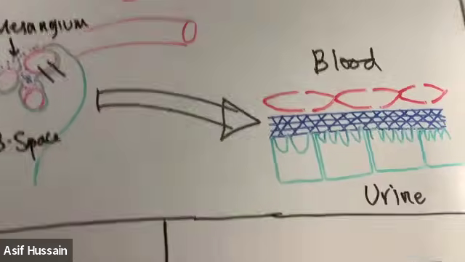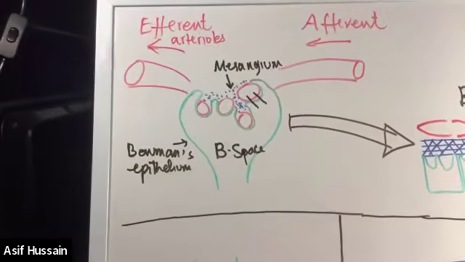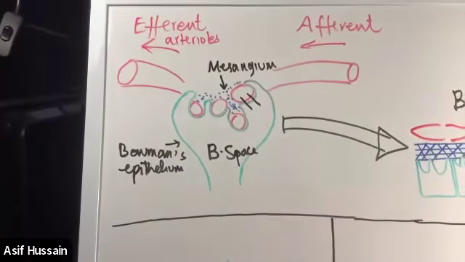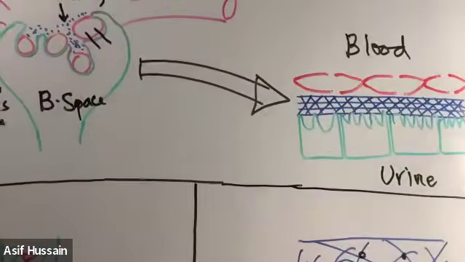So this is the glomerulus, afferent arteriole, mesangium, Bowman's space, capillaries, and Bowman's epithelial cells. And this is the fine detail of the glomerular barrier.